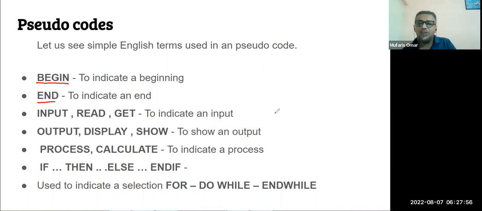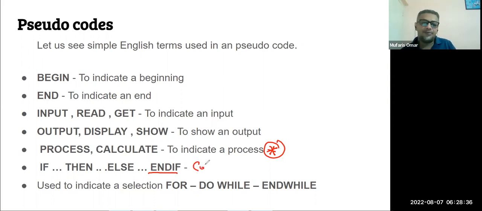When you have an input, in a flowchart we write a parallelogram, but here you can use any of these: input, read or get. You can note this down also. Then to show the output, you write OUTPUT or DISPLAY or SHOW. If there is a process, you can write PROCESS or CALCULATE, but sometimes we omit that. And when there's a decision or an if-else condition, we write IF, THEN, ELSE, and there's an END IF. I will explain that.